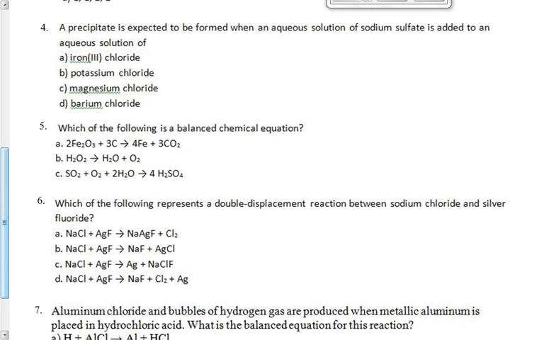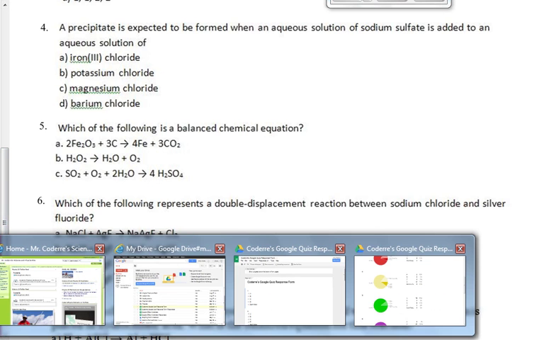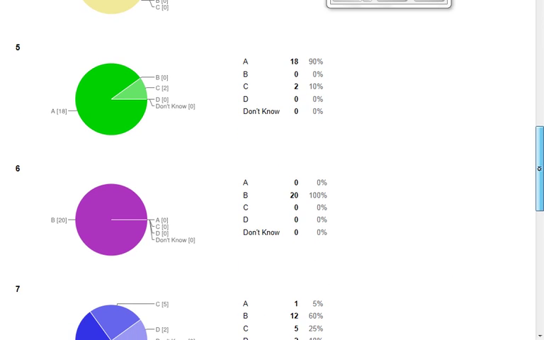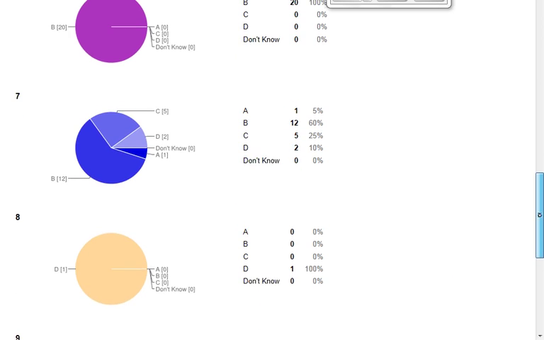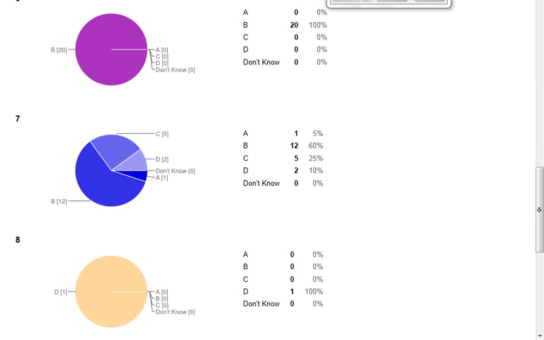Number 5, which of the following is a balanced chemical equation? We probably did okay on that one. We'll just have a quick look here. Yeah, we're 18 and 2. Hey, number 6 went well. Good, as long as B is the right answer. Okay, good.